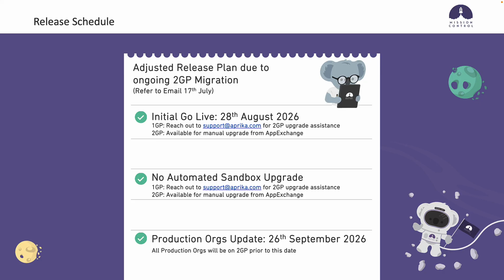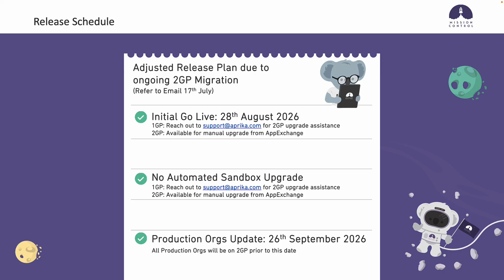So if you're on 2GP already, you're going to be able to go to the App Exchange and manually upgrade. If you're still on 1GP, please reach out to support and ask for 2GP upgrade assistance. Just a reminder, there are details in the release notes of how you identify whether you're currently on 1GP or 2GP. So as I say, 28th of August, it's available.